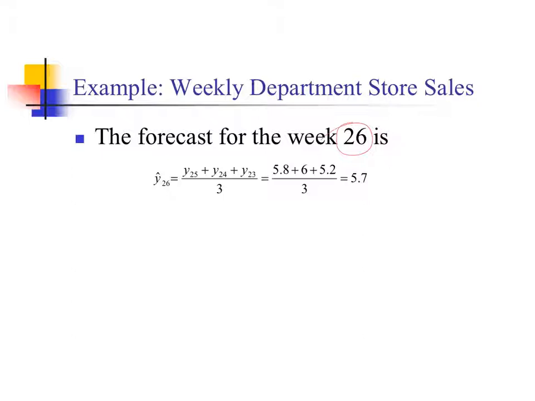The forecast for week 26 requires the actual data for week 25, 24, and 23. And then we can calculate by summing all these sales data and dividing by 3. 5.7 is our forecast. Since in the data set we don't have the actual data for week 26, but when we have the actual data, we can calculate our forecast error.